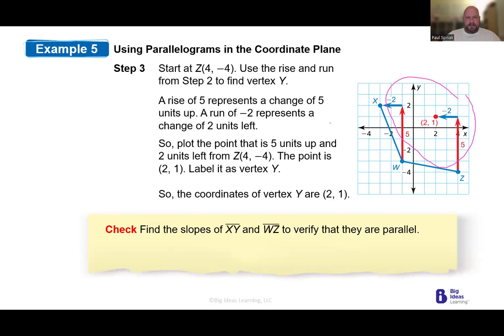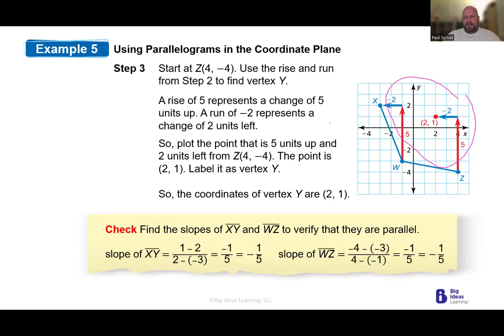And then on this one, if you want to check the other slope as well, so check WZ and WY, then you can do that as well to make sure that those two are also the same slope. Again, we could have done either one in order to find that point, but that's just one way to do it.